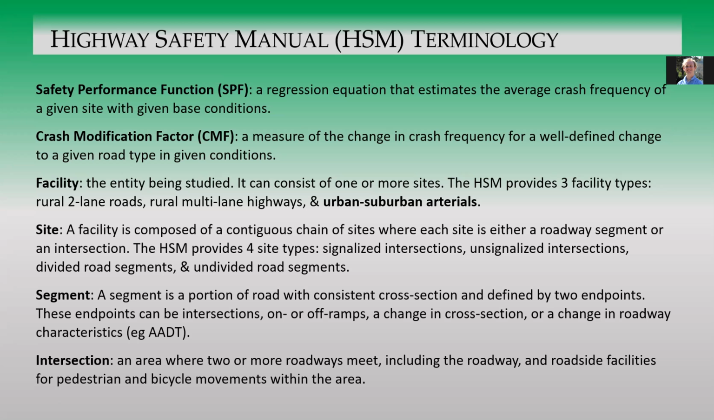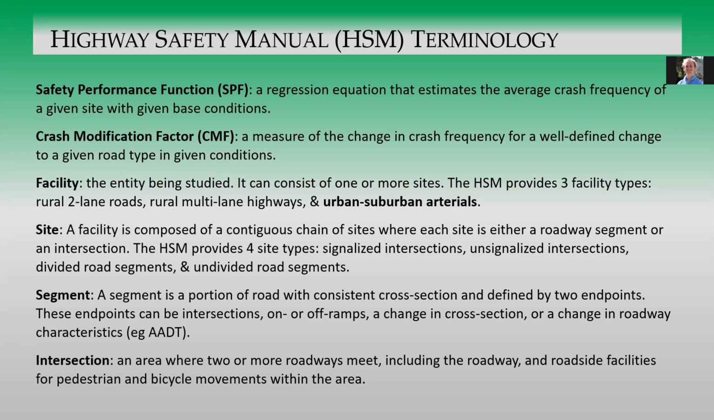Facility is a standard term, the entity being studied. In terms of the HSM, it consists of one or more sites. And the HSM provides three facility types: rural two-lane roads, rural multi-lane highways, and urban suburban arterials, which is the facility type we'll be looking at today. The term site refers to a subset of a facility. A facility is composed of a contiguous chain of sites where each site is either a uniform roadway segment or an intersection.